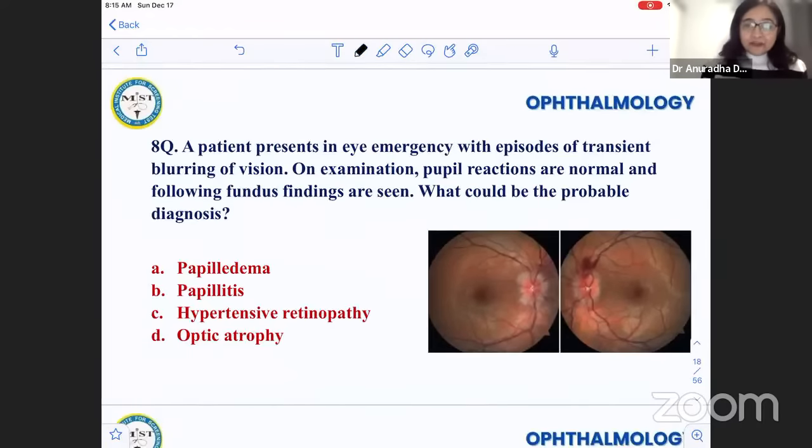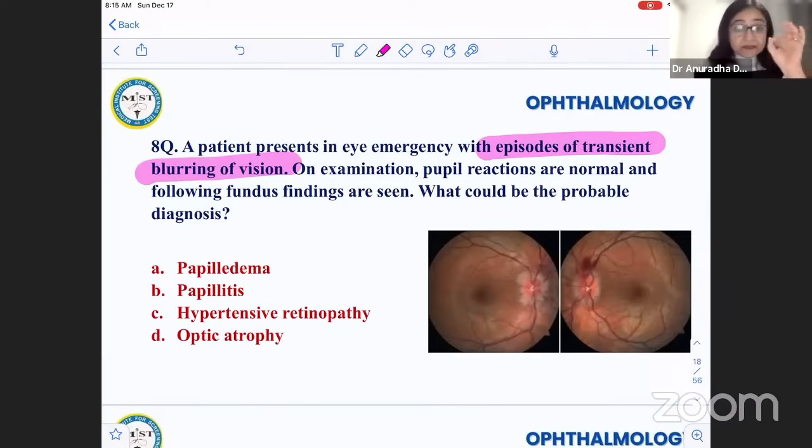So what is this patient having? This patient is having episodes of transient blurring of vision. Now, this is very important beta, transient blurring of vision. So what do we mean by transient blurring of vision? The patient has blurred vision for some time. It can be for a few seconds to a few minutes, and then vision becomes normal. On examination, pupil reactions are normal, and the following fundus findings are seen. What is the diagnosis? So you have to make the diagnosis.